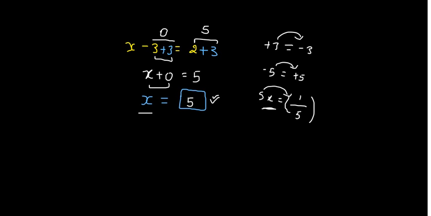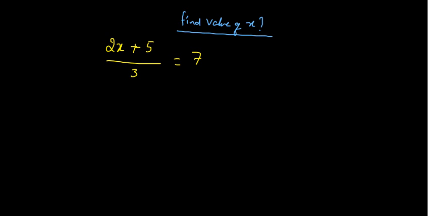Now let's do one more thing a little bit higher than this one, so that we can understand what's actually happening in all that. So 2x plus 5 divided by 3 is equal to 7. Well, that's pretty much a big question, seems like, right? So let's begin. All we need to do is find the value of x. That's it. Nothing much more than that.